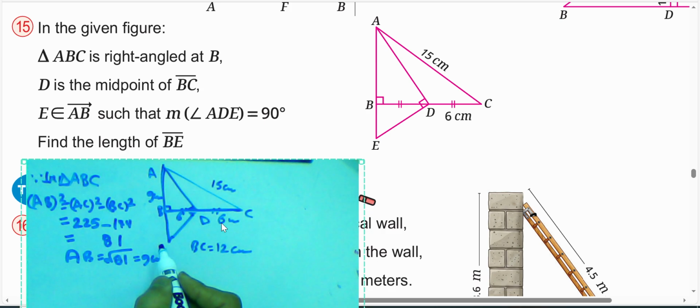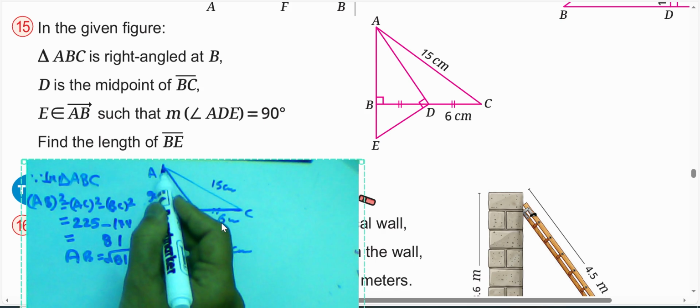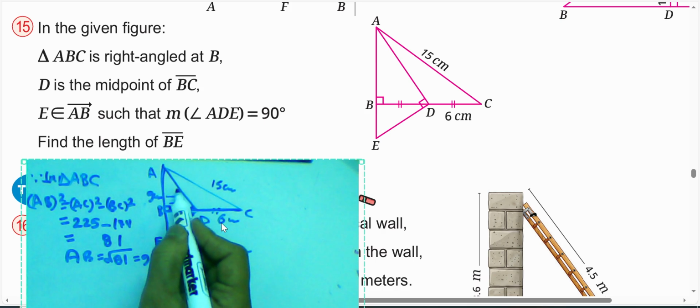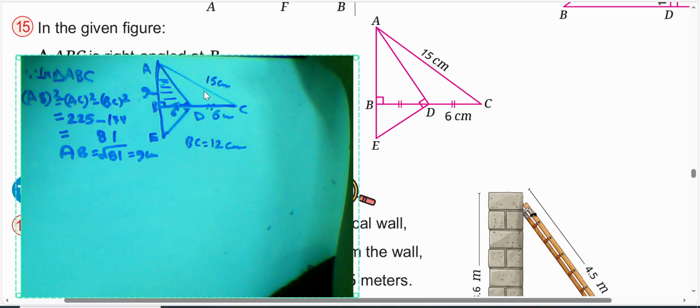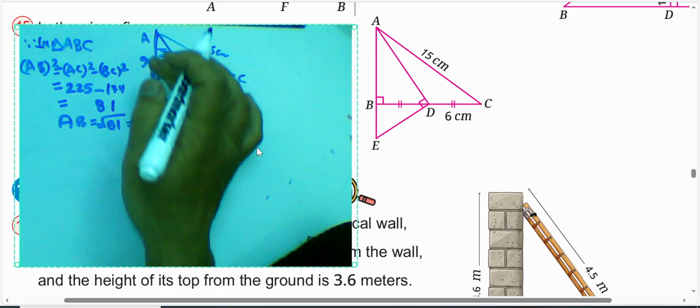You want to find the length of BE. How can we find the length here? First step, we can find the length from the Pythagoras theorem in the right angle triangle here. Okay, complete with me. You will write the length now.